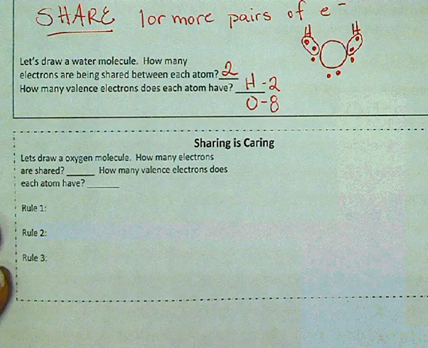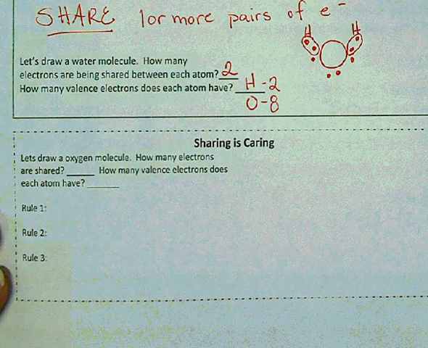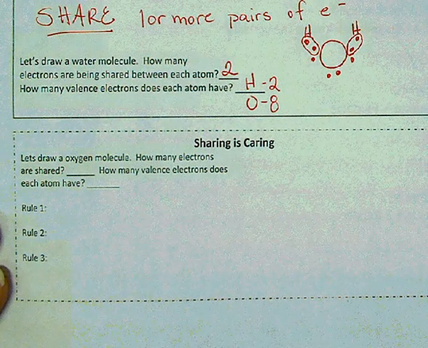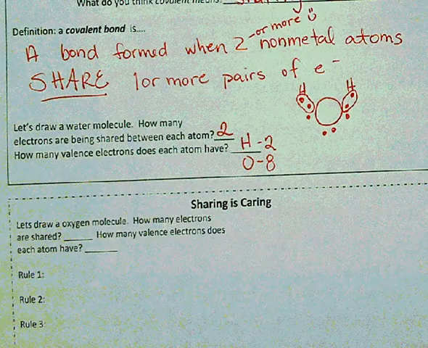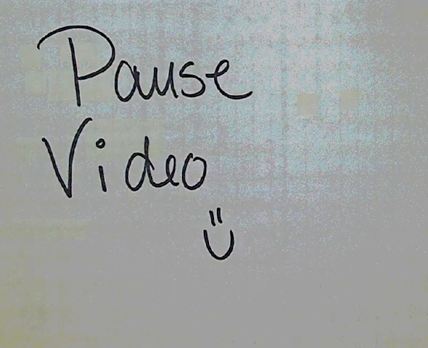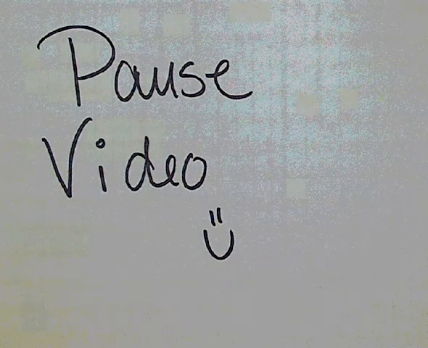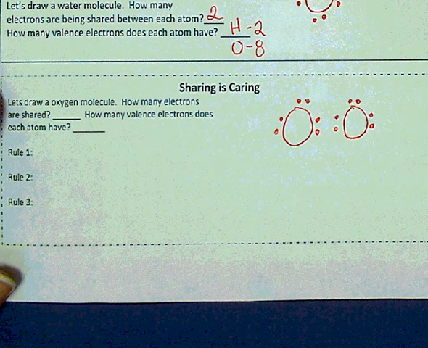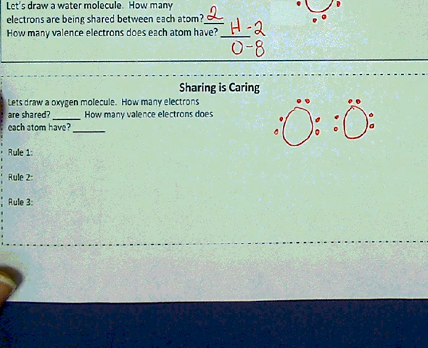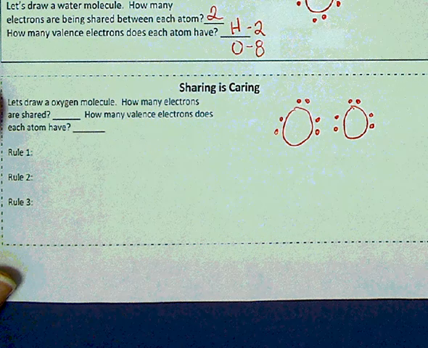So sharing is caring. We're going to draw the Lewis dot structure of 2 oxygen molecules. So I'd like for you to pause the video and draw 2 oxygen atoms with their Lewis dot structures next to each other, and then start the video back again. Yours may look a little different than mine, and that is just fine. You'll see why I have my Lewis dot electron structures the way they are.